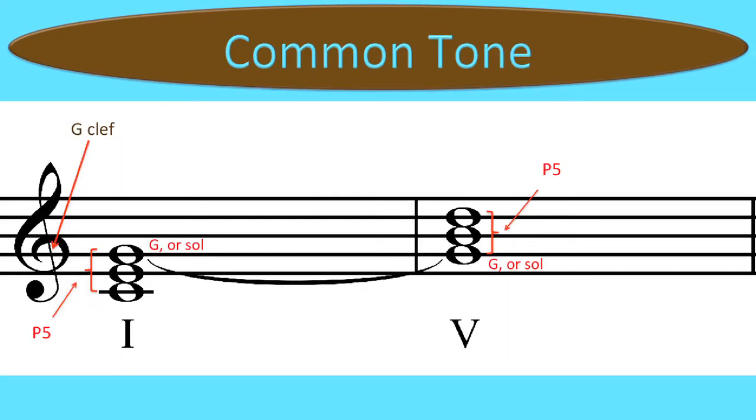The Roman numerals 1 and 5 show that the roots of the tonic and dominant triads are a fifth apart. Placed side by side like this, we can see that Sol, or G, is a common tone to both chords. Can we make use of this connection?